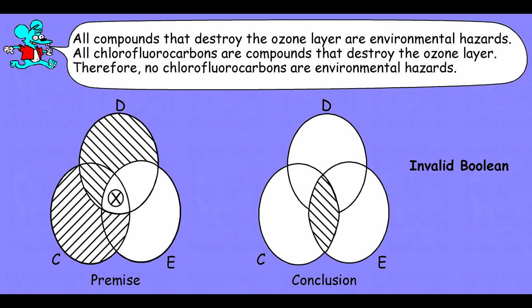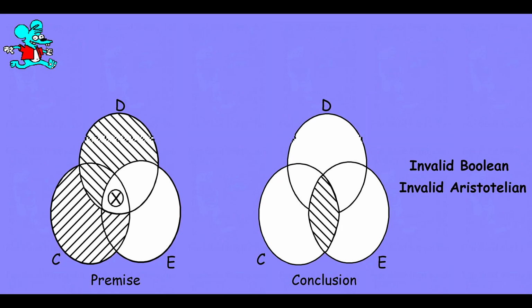I look at my conclusion. I still need that intersection between C and E to be completely empty. I look at my premise diagram. Under the Aristotelian interpretation, it's definitely not going to be empty. There'll be at least one thing that's in that intersection in the C circle, and hence this argument is invalid in Aristotelian logic as well. Let's look at one last permutation.